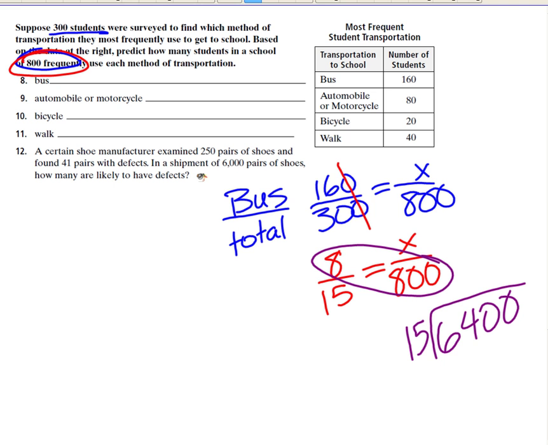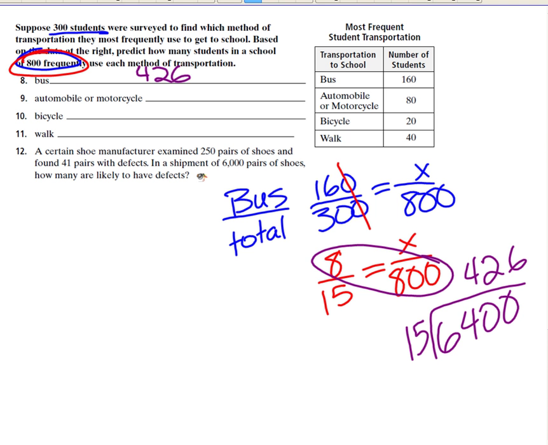So 6,400 divided by 15 does work out to 426. Actually, this works out to 426.6, but we're going to round it to make this next part easier. Now, you could make proportions for all of these, and that would probably be a lot of fun.